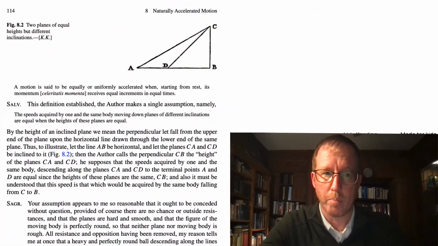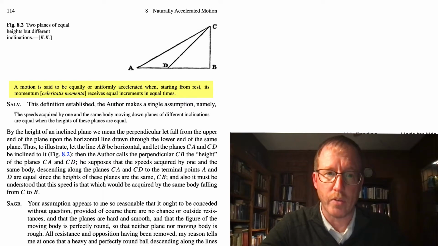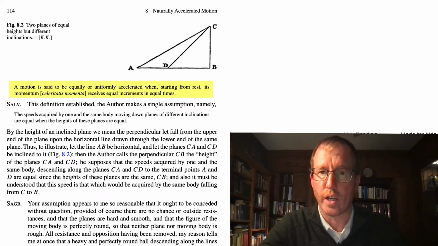He says, at the top of page 114, a motion is said to be equally or uniformly accelerated when, starting from rest, its momentum receives equal increments in equal times.